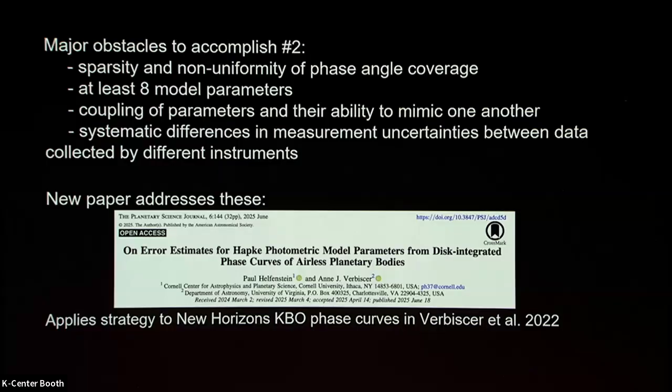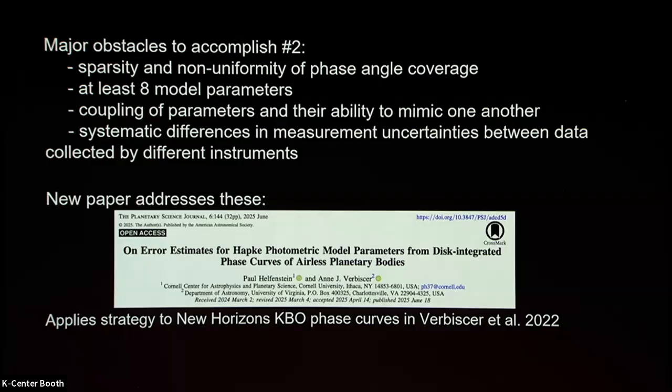The sparsity and non-uniformity of the phase angle coverage is one of those. There are so many parameters, and the parameters themselves can be coupled, so they also have the ability to mimic each other. There are systematic differences in the measurement uncertainties that you get between the data collected by different instruments as well. And all of that folds into establishing what the true uncertainties are on each parameter.